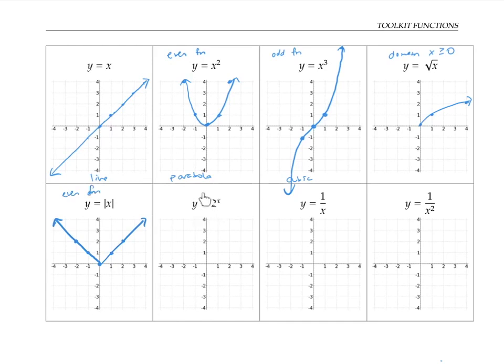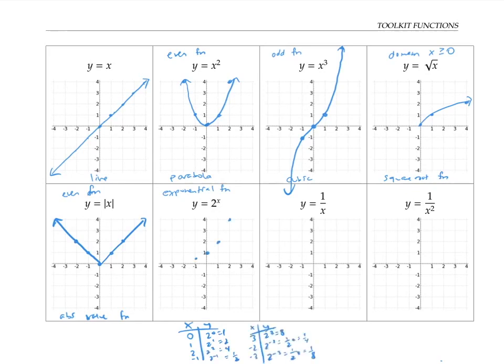y equals 2 to the x is what's known as an exponential function. That's because the variable x is in the exponent. If I plot a few points, 2 to the 0 is 1. 2 to the 1 is 2. 2 squared is 4. 2 to the minus 1 is 1/2. Plot these on my graph. Now let me fill in a few more points. So let's see. 2 cubed is 8.